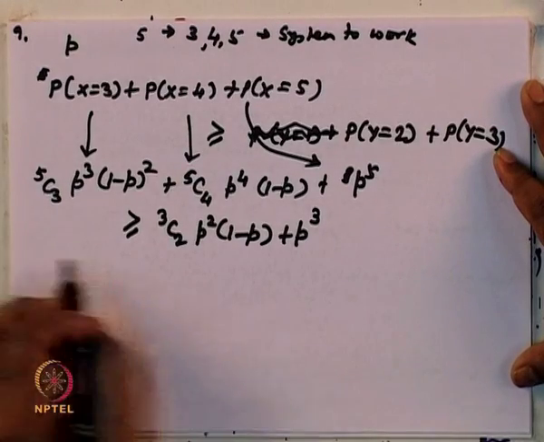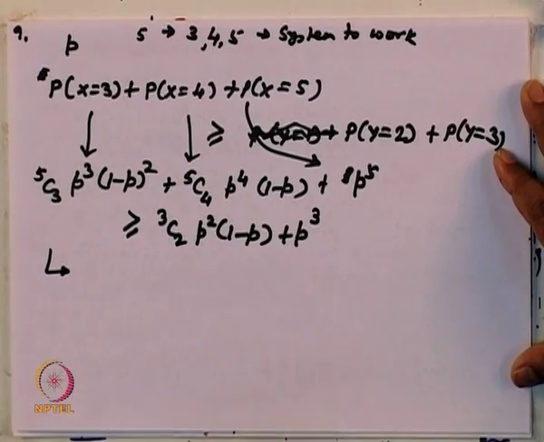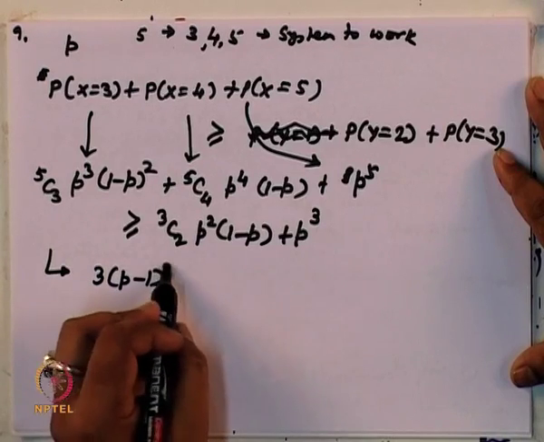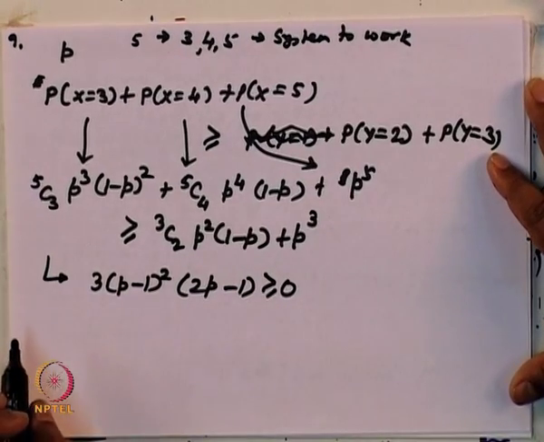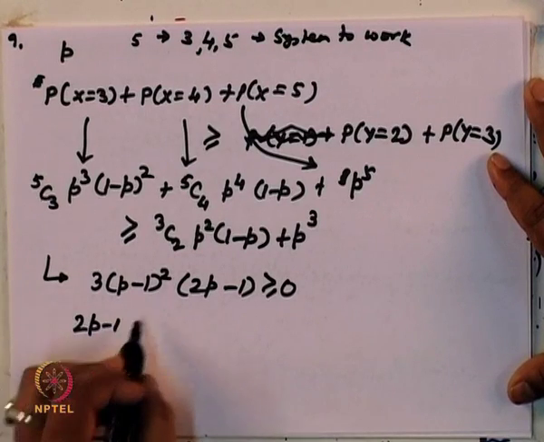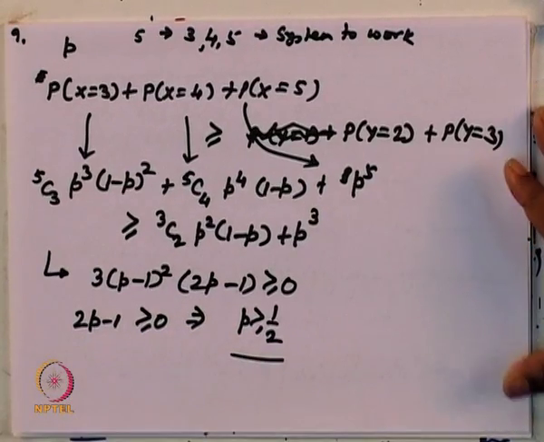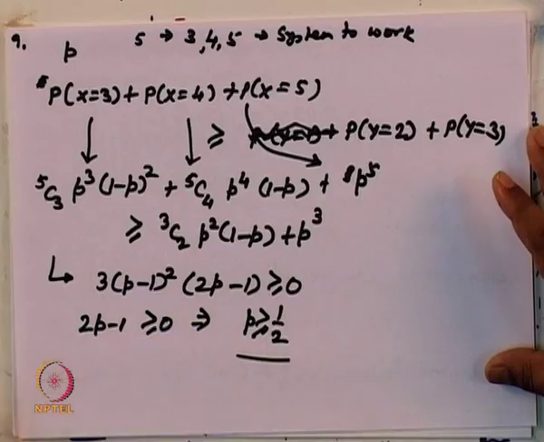Okay. So, you can simplify this particular equation. You see you have at least p cube terms common across the board. So, you can rewrite this equation as 3 into p minus 1 whole square into 2p minus 1 greater or equal to 0. Okay. So, p greater or equal to 1 is of course not possible. This implies that 2p minus 1 greater or equal to 0, implying p greater or equal to half. Okay. So, this is the answer. Your probability has to be greater or equal to half for a 5 component system to be more successful than a 3 component system. Okay.